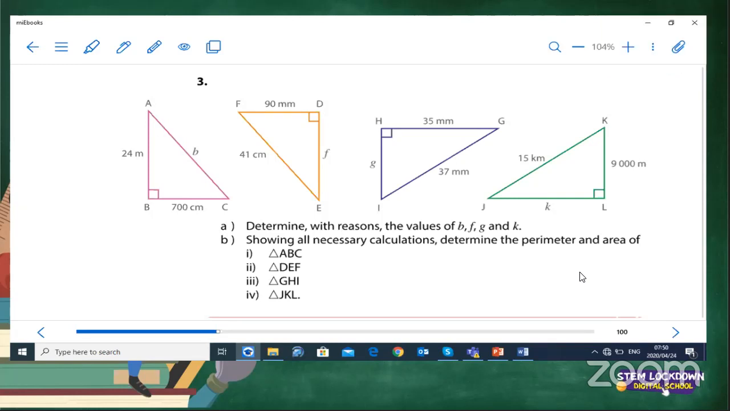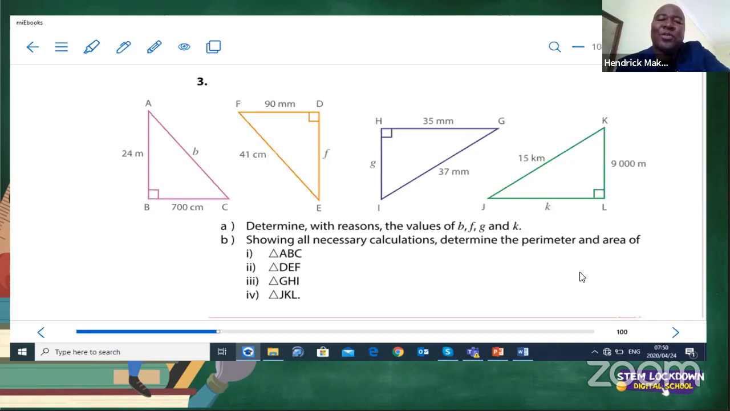He divided 9,000 by 1,000 to give you 9 kilometers. Exactly, that's what I wanted to know. Thank you very much indeed. You divide 9,000 by 1,000, and then you get 9 kilometers. Now, can you find K now? How are you going to find K? Using Pythagoras.